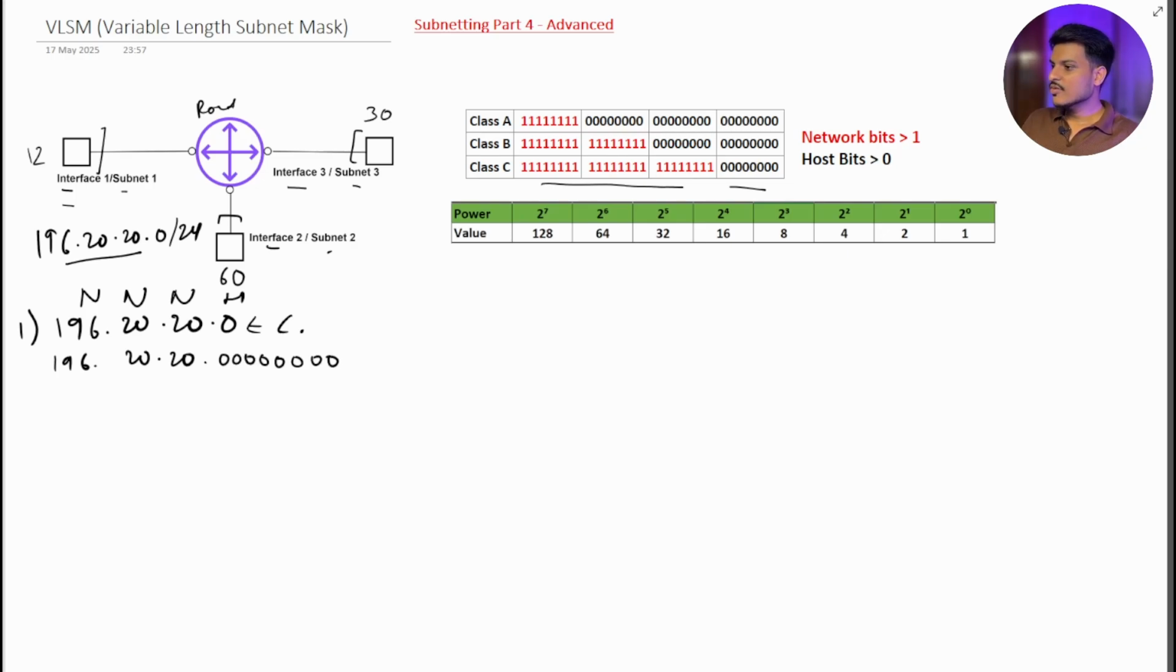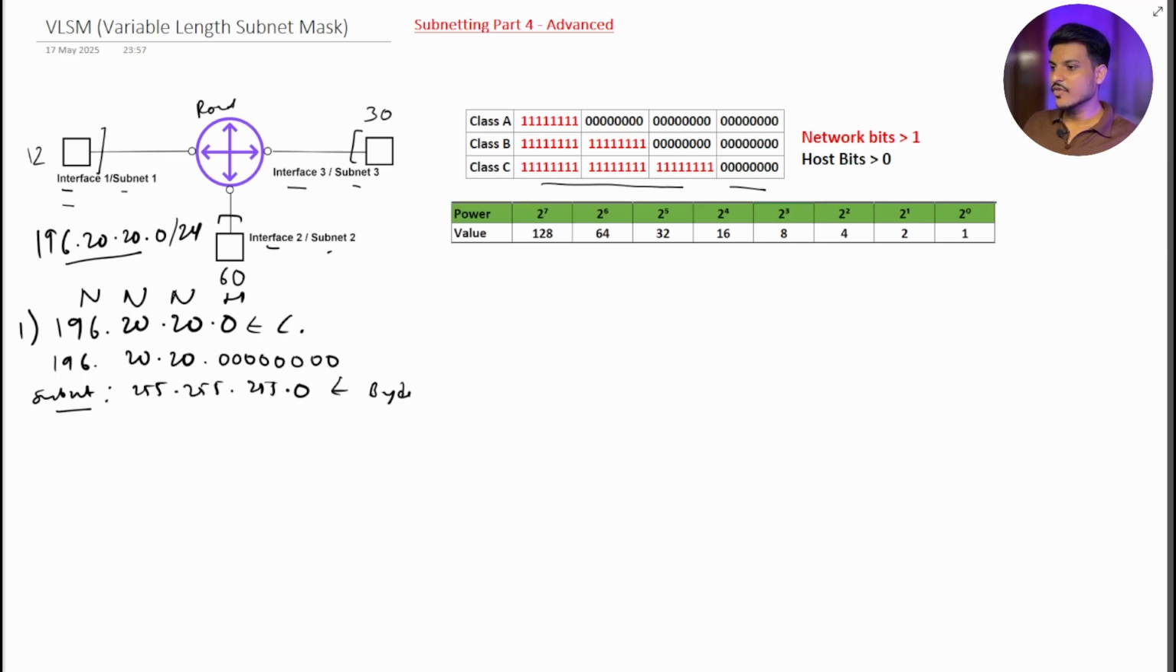Now what will be its subnet mask? What is a subnet mask? It represents the number of bits that are given to network or to host. So how many bits are given to network? All ones, which in decimal is represented by 255, so 255.255.255.0.